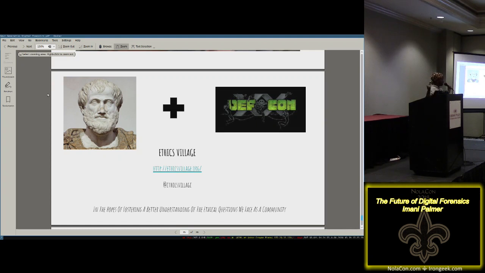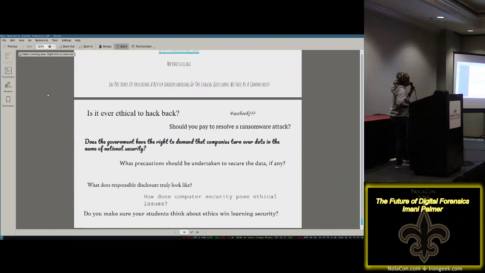We actually had a course at the U of I purely on ethics, and having a bunch of grad students go at it a little bit was really exciting. So I think we just decided to lock a bunch of hackers in a room and see what unfolds. We just hope to foster a better understanding of what's going on. Some of the questions we hope to ask, not really answer, are: is it ever ethical to hack back? Should you pay to resolve a ransomware attack? Whatever happened with Facebook to begin with? What does responsible disclosure truly look like from an ethical standpoint? And how does computer security pose ethical issues?